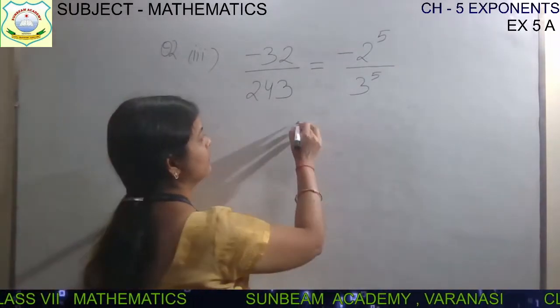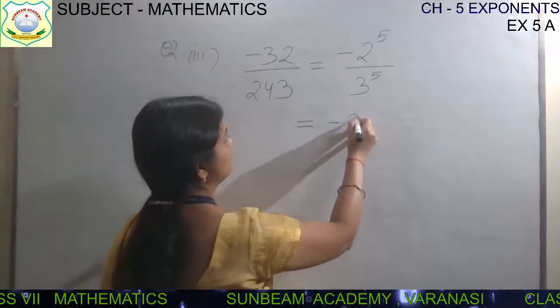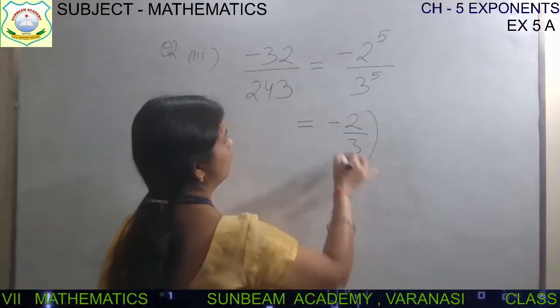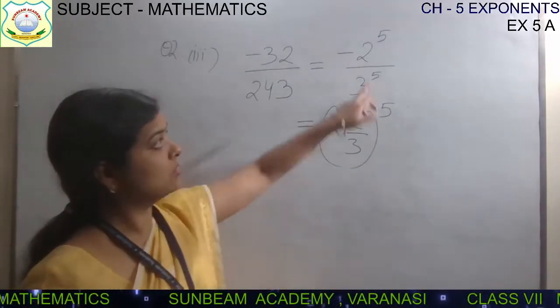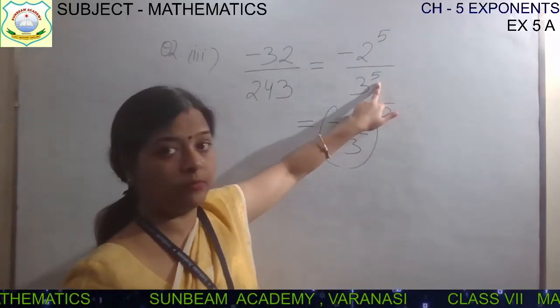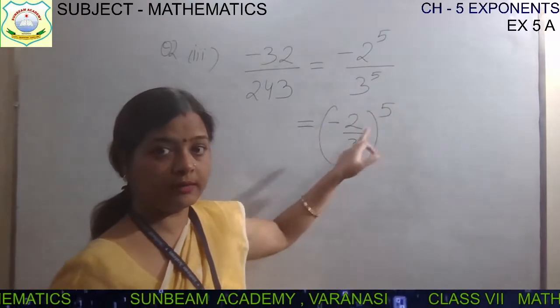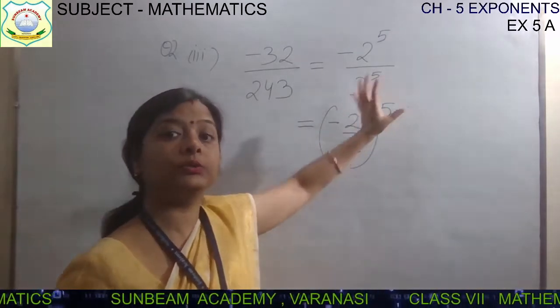Now, it is equal to minus 2 by 3 whole to the power 5. This is the final answer. Because both the powers were same, so we can write it in a bracket, whole to the power 5.